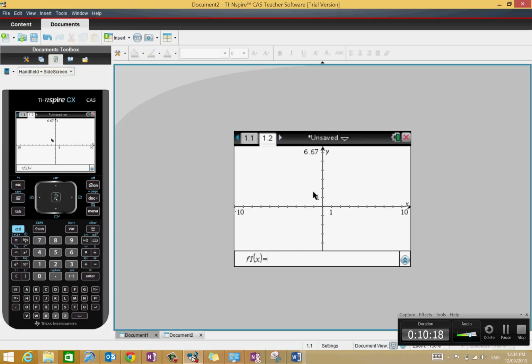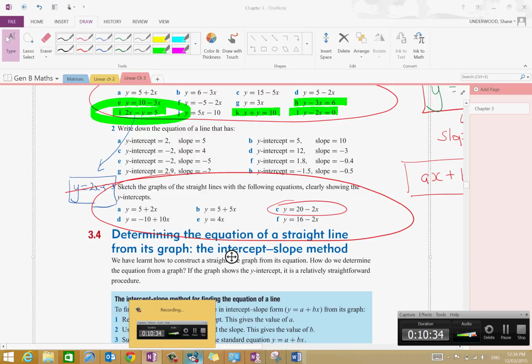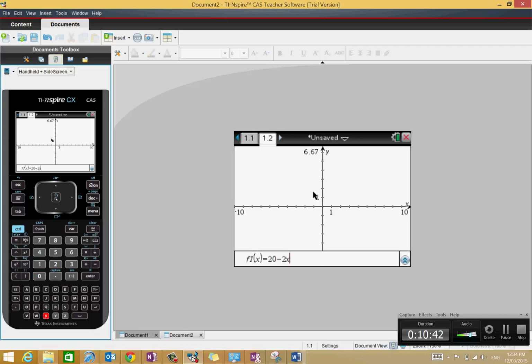You can see there that it says f1(x). That's our first function that we're sketching. If you sketch 50 in your calculator, it'll say f50(x). But you just need to say that y is a function of x, so y is equal to 20 minus 2x. What you'll notice instantly is the y-intercept will be 20, it'll be a negative gradient, but the one thing we don't know is the x-intercept.